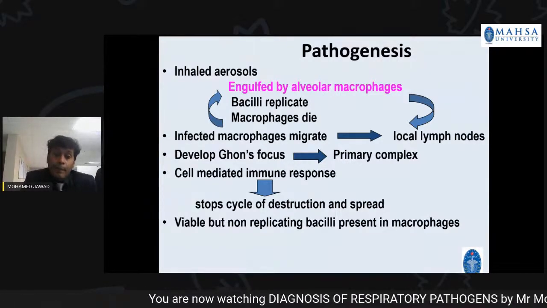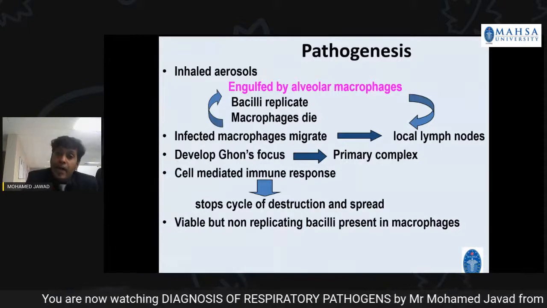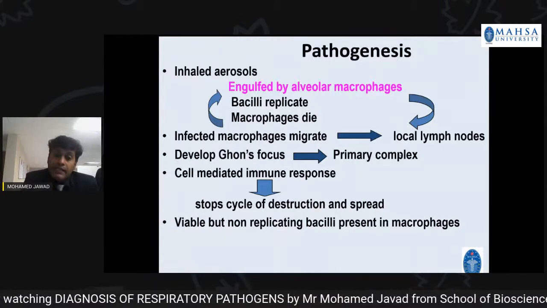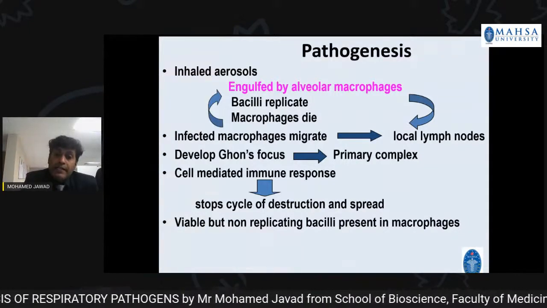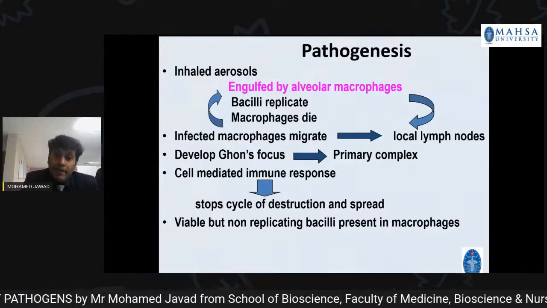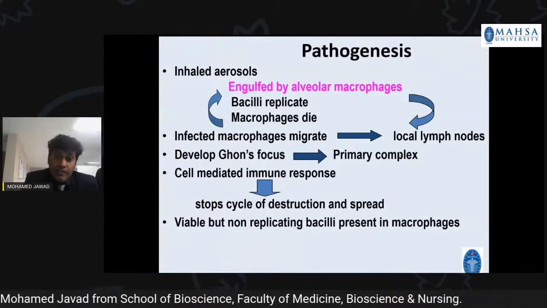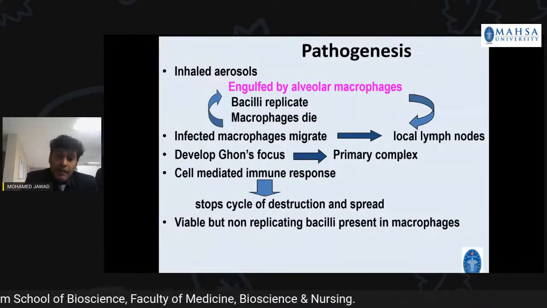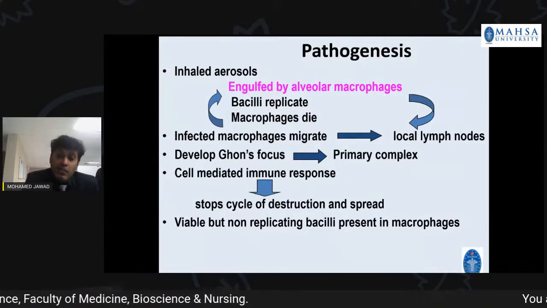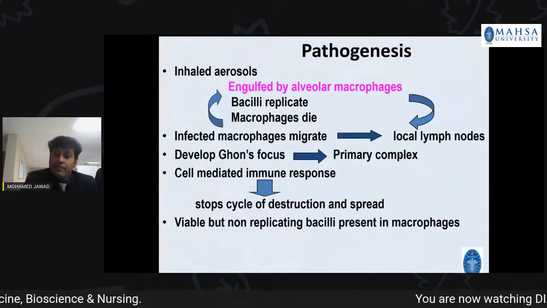Yes, but viable, non-replicating bacteria are present in the macrophages. So our cell mediated immunity will stop this destruction cycle.